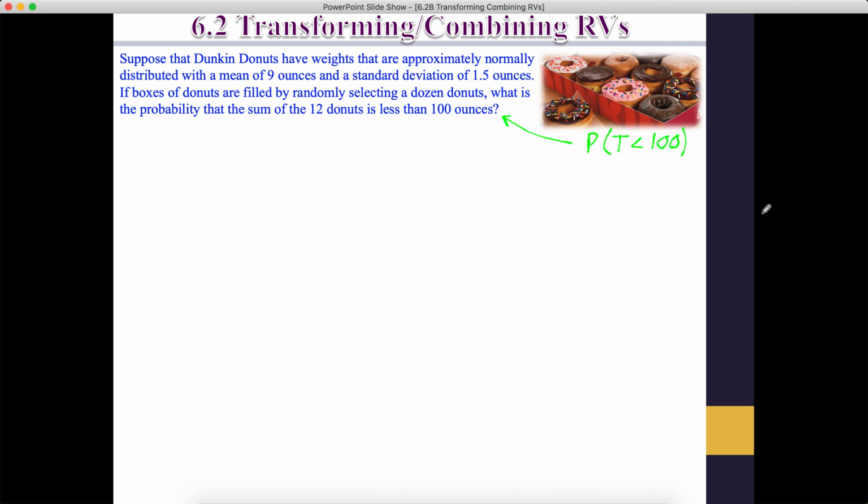Sometimes due to random variation, it'll just be heavy. What if I choose 12 heavy donuts? Sometimes it'll be very light. We want to find the approximate proportion of times that it'll be less than 100 when I take the sum of the boxes. So if you want to take a second to pause this, I'll give a hint in about 5 seconds. So if you don't want to hear the hint, pause now and try it.